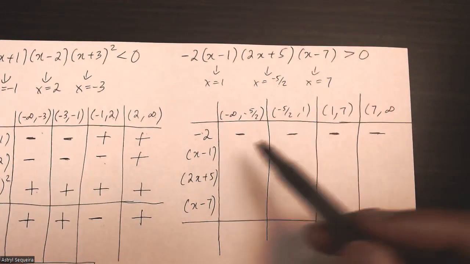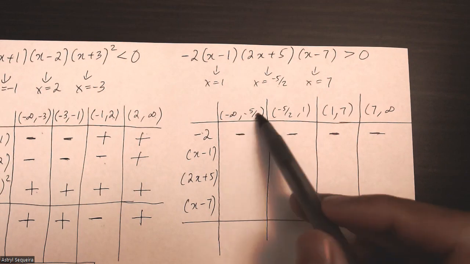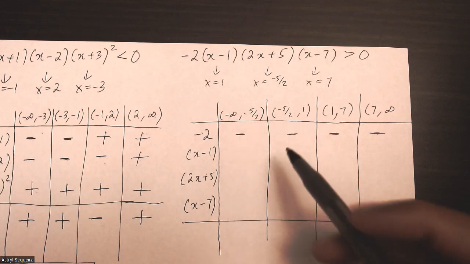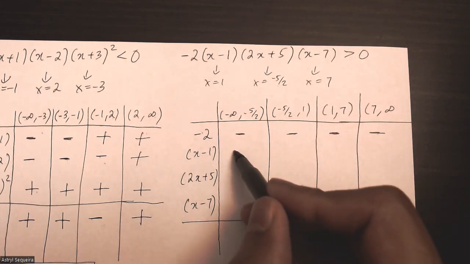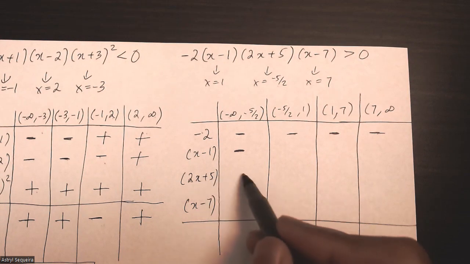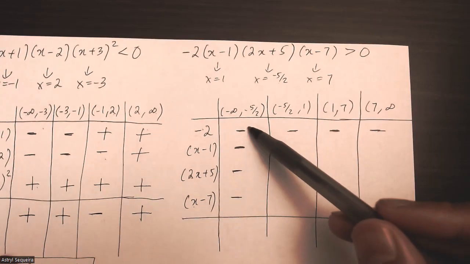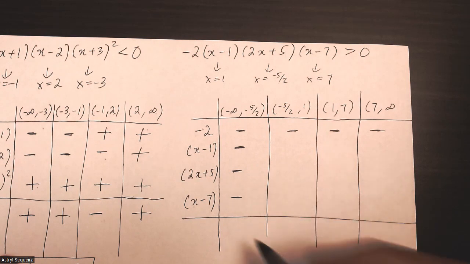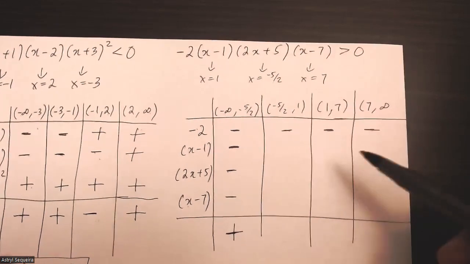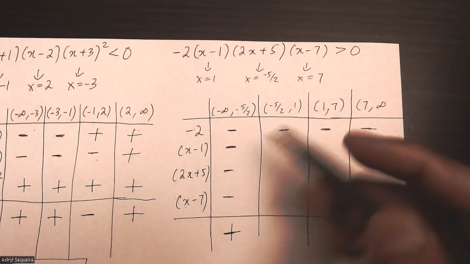So now I'll test these ranges over here. I'll pick -5. -5 is a value between -infinity and -5/2. So -5 minus 1 is -6. That's negative. 2 times -5 is -10, plus 5 is -5. So this is also negative. -5 minus 7 is -12, which is also negative. Negative times negative times negative times negative. That's 4 negatives. That just makes a positive. The value between these two, I'll just pick 0. 0 minus 1 is negative.